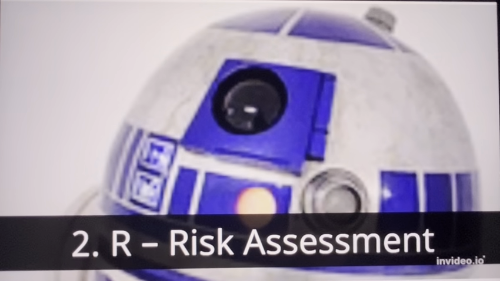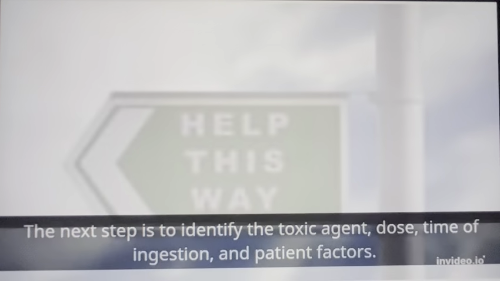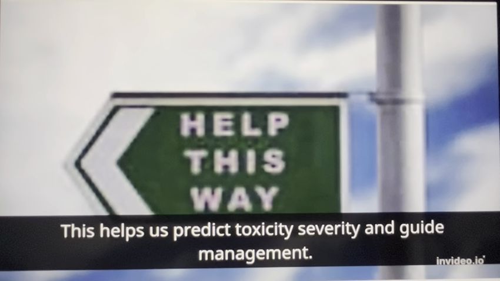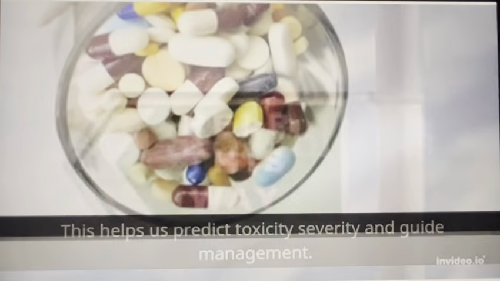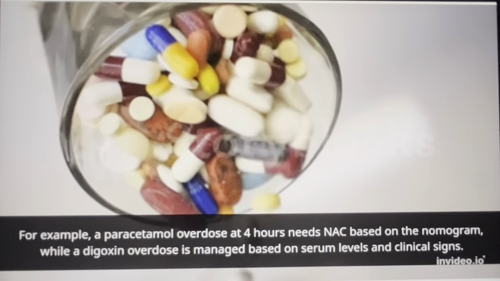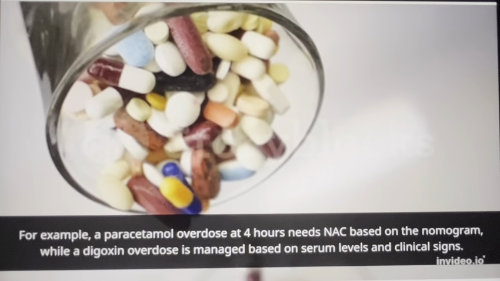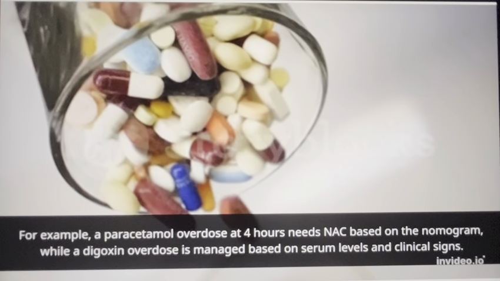2. R. Risk assessment. The next step is to identify the toxic agent, dose, time of ingestion, and patient factors. This helps us predict toxicity severity and guide management. For example, a paracetamol overdose at 4 hours needs NAC based on the nomogram, while a digoxin overdose is managed based on serum levels and clinical signs.